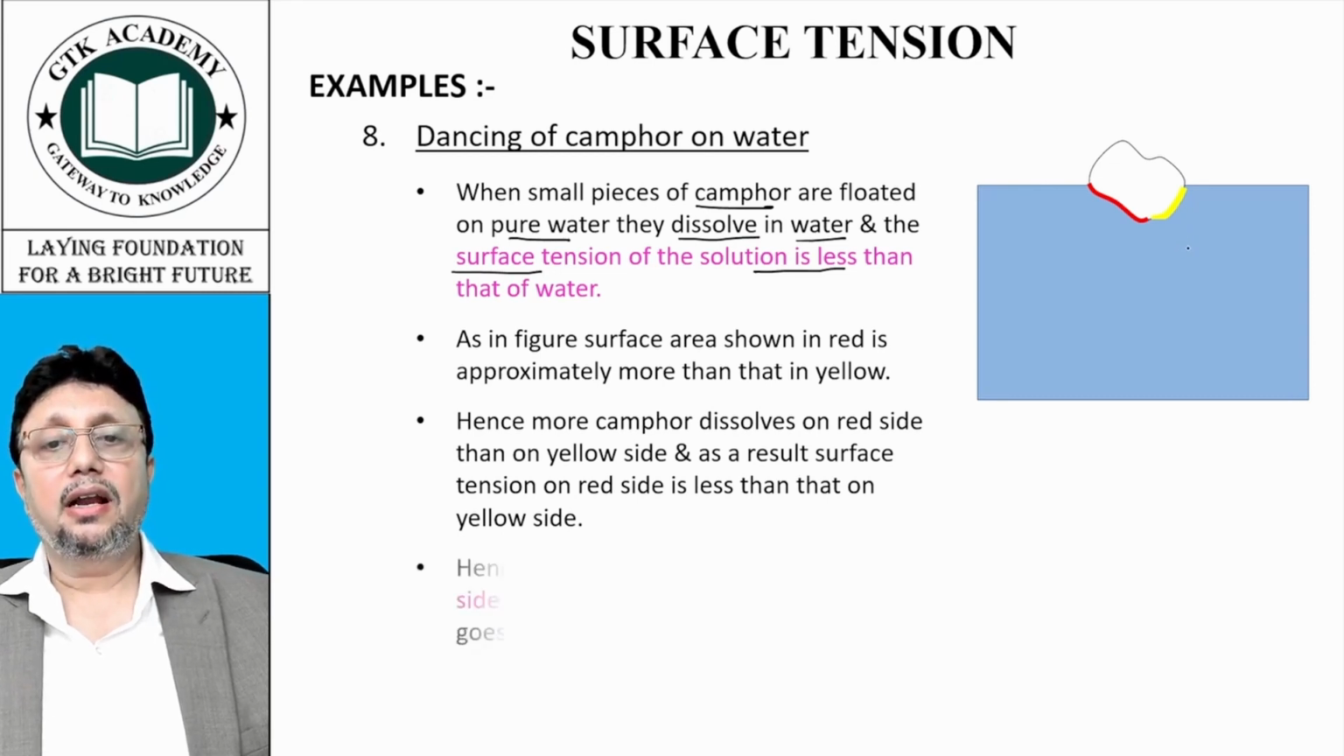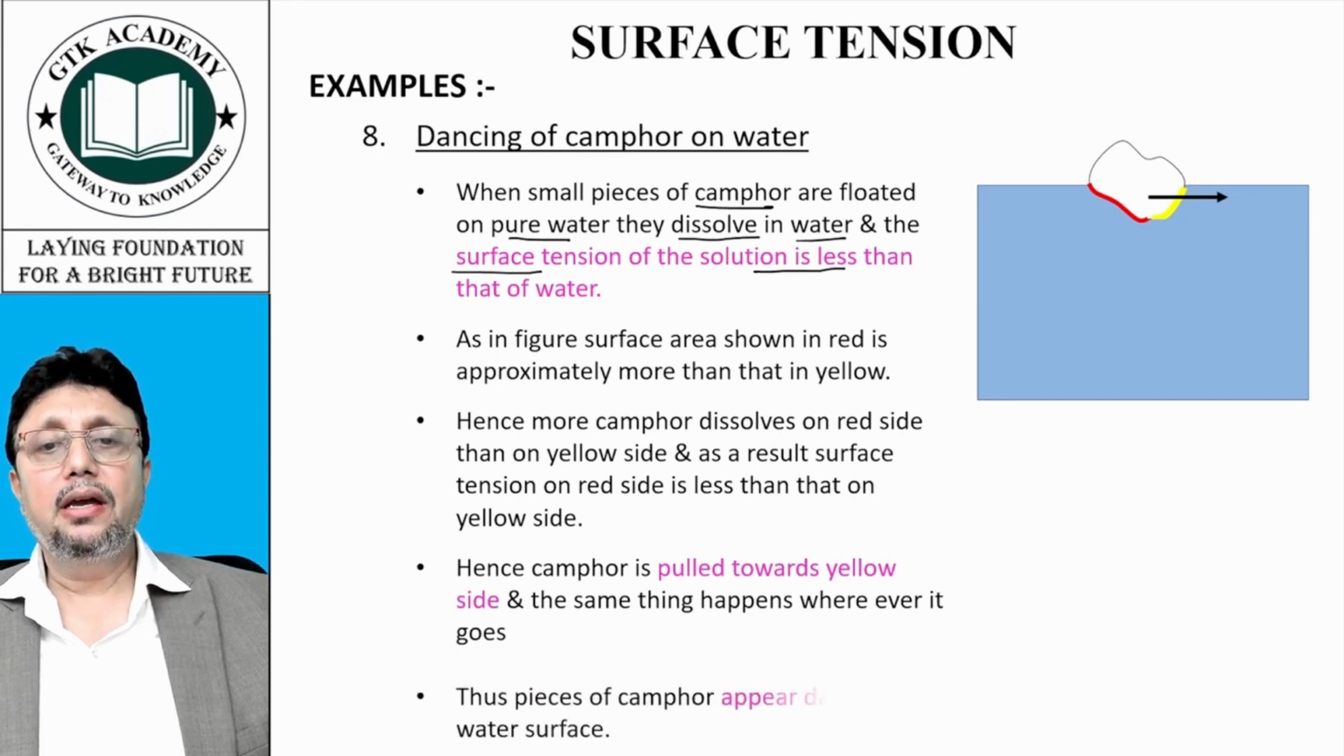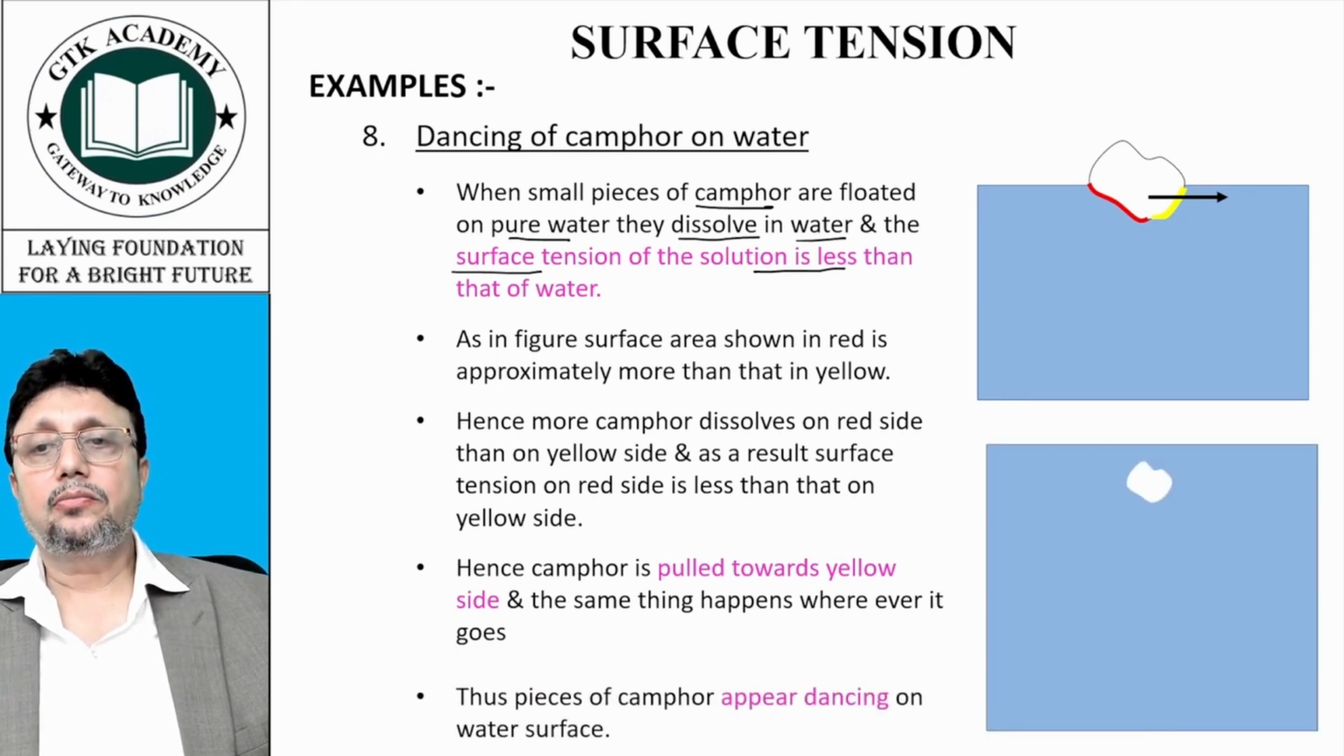That means the resultant is on the yellow side, and hence the camphor piece is pulled toward the yellow side, because the surface tension here is more than that of red. Owing to this reason, it moves towards the yellow side, and wherever it goes, this process continues, and camphor appears to be dancing on water like this.